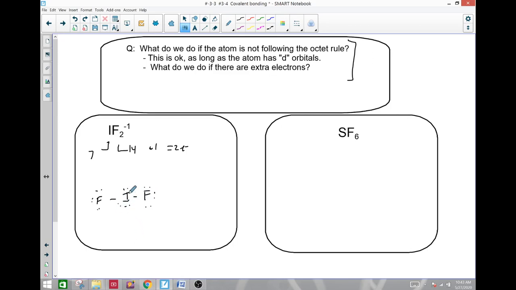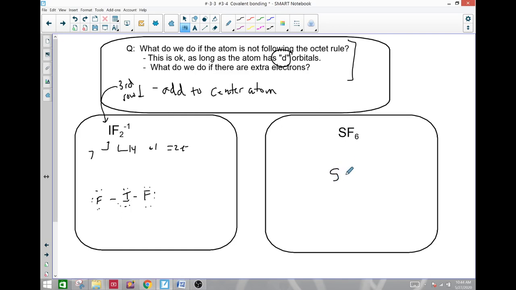Let's add the center. So we add to center atom. Only some of these atoms can actually do this. You need to be in the third row of the periodic table or lower. That central atom needs to be in the third row or lower. That gives them the ability to have d orbitals so that they can handle it and be bigger.